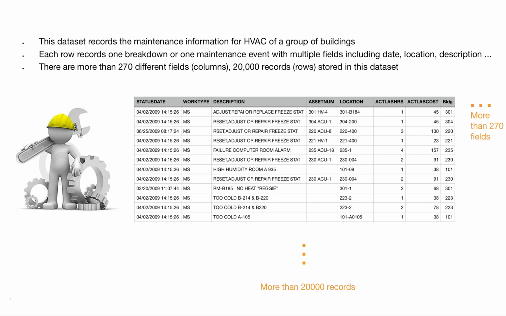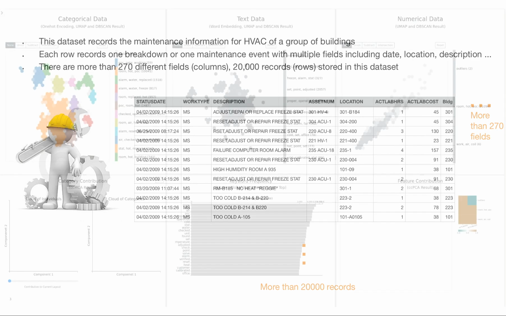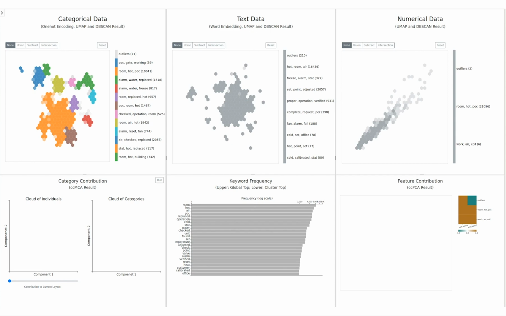In this scenario, we use machine maintenance logs of heating, ventilation, and air conditioning, or HVAC systems, used in a set of office buildings as the heterogeneous dataset. After loading the dataset into the system, we see the dimensionality reduction and clustering results for all three types of data. Currently, the categorical data panel is activated.